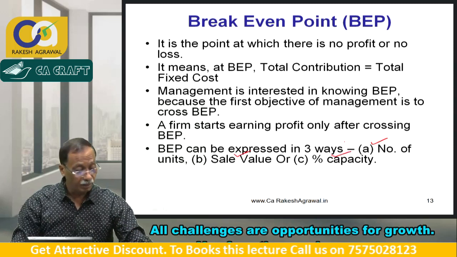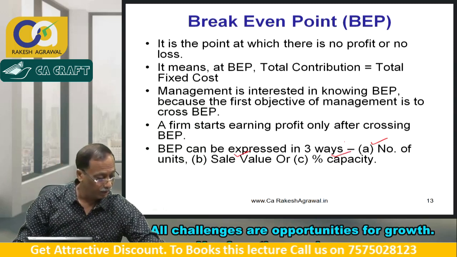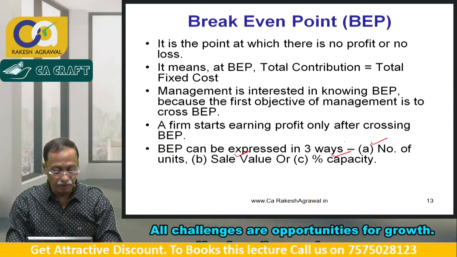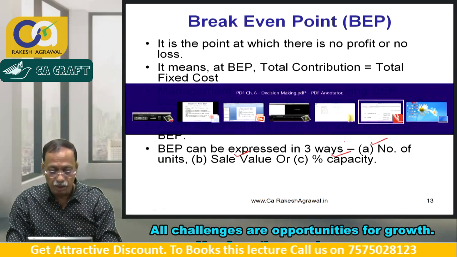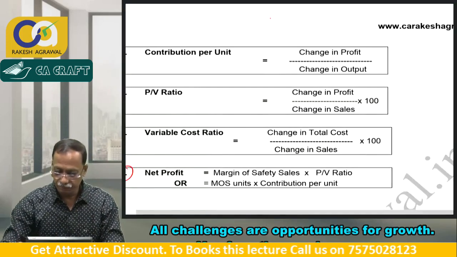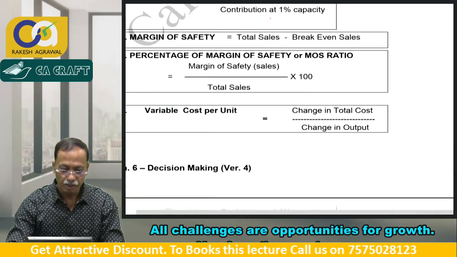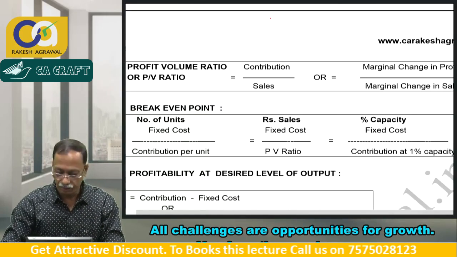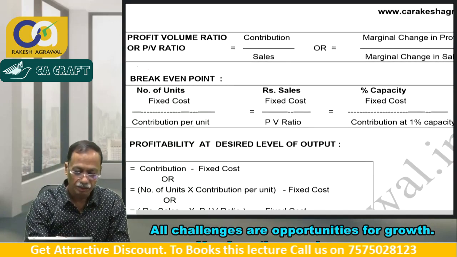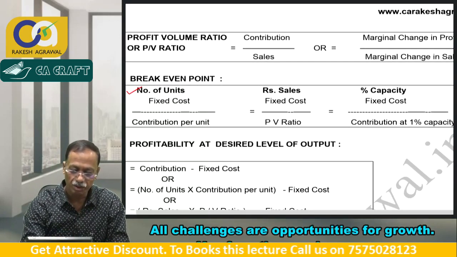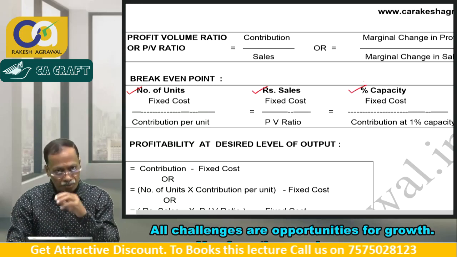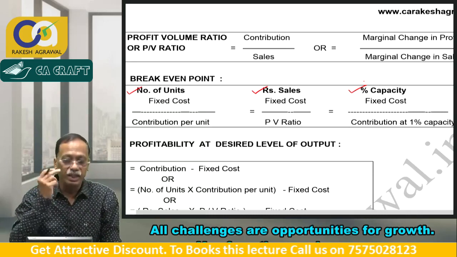And my dear friends, these three formulas are printed in your notes at serial number 7. I'll just show you where it is printed. Yes, it is here. In your printed notes, there are three formulas, one for calculation of number of units, another for sales in rupees, and another in percentage capacity. So I'll discuss these three formulas and then we'll take an example. Okay.